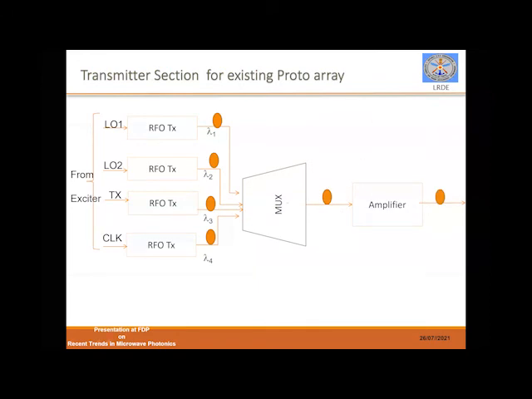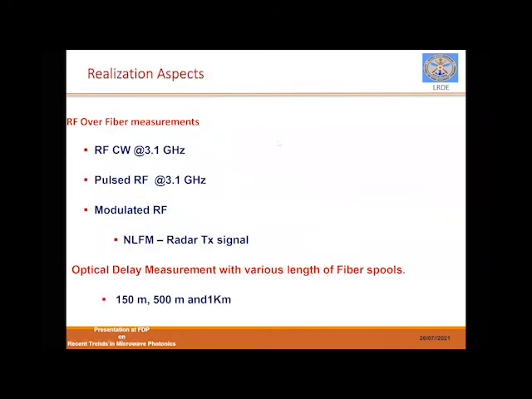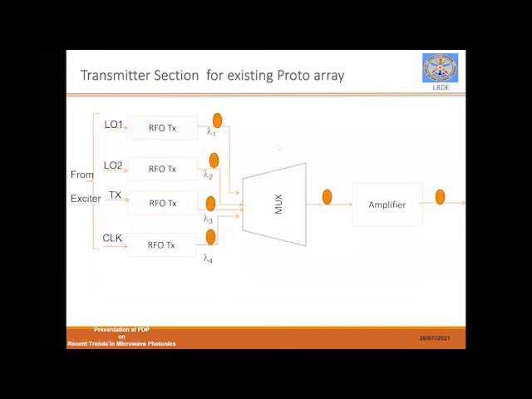Four signals are multiplexed with the help of an optical mux, and then it is passed through an amplifier and given to the antenna. This is only the transmitted portion. Okay. Now the receiver section will be any of that scheme we have in the actual implementation. We went about with scheme number 2.